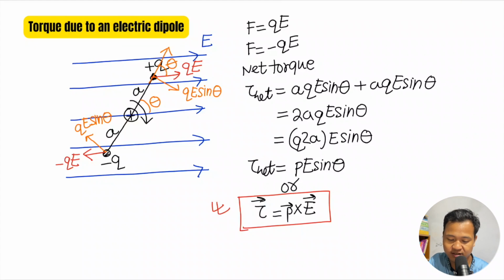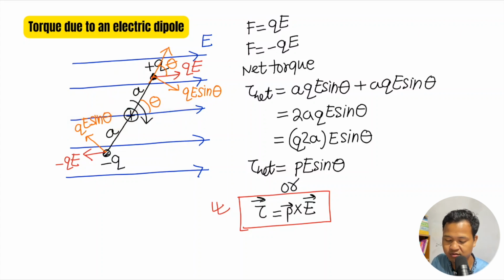When is the torque maximum? Look at the diagram: if the force is along the side, it will rotate like this. It is very unstable, and here the torque is maximum. When the force is along the side, there will be no more torque.